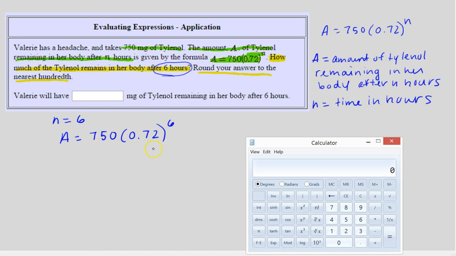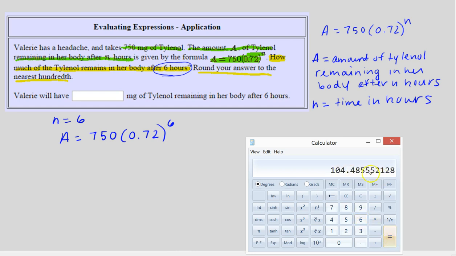Now I'm just going to plug in this expression. So 750, now I need parentheses, 0, oops, I forgot the time, sorry, 750, parentheses, 0.72, close parentheses, and this is the button I use for an exponent that's not 2 or 3 if you have another one, so I need 6 on the calculator. And I'm going to press equals.